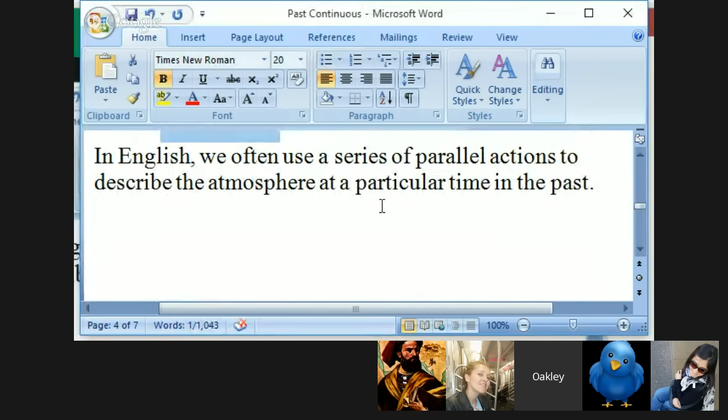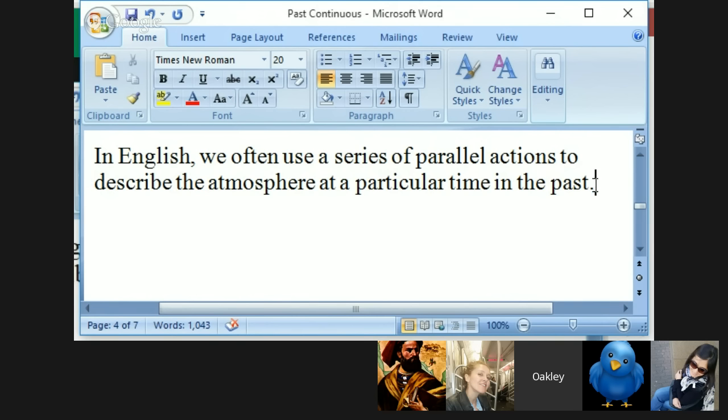In English, we often use a series of parallel actions to describe the atmosphere of a particular time in the past. You'll read this in novels a lot. This will happen in novels. Now, a good writer will probably mix it up with some other verb tenses, talking about other elements of the background or the setting of the story. That's basically what we're talking about here, the setting or the background, so that you can get a feel for it.